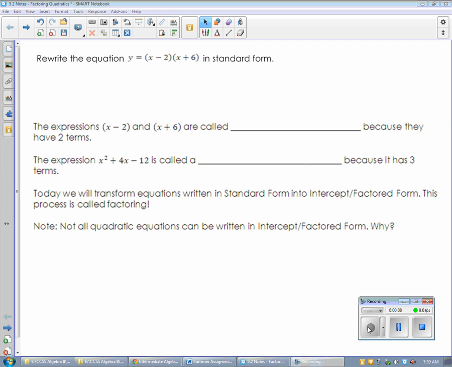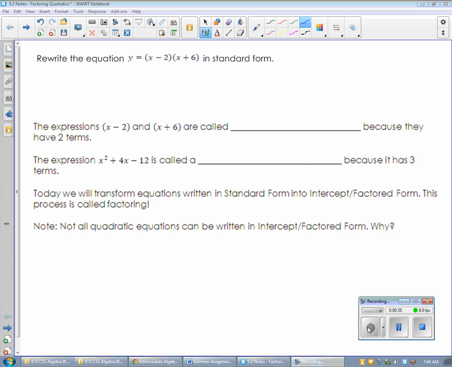We're going to start by looking at an equation that's already in factored form. So if you look, we've got y equals the quantity x minus 2 times the quantity x plus 6. If we wanted to write that equation in standard form, then we're just going to perform the order of operations, which typically tells us to deal with what's inside the parentheses first, which I can't really do anything about, because x minus 2, since I don't know what x is, I can't simplify. I can't really simplify x plus 6 either.